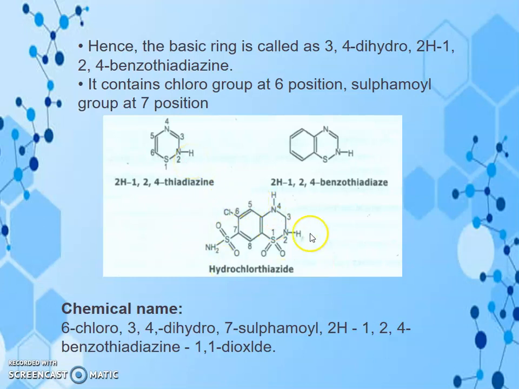This is the structure of hydrochlorothiazide, in which a sulfamoyl group is present at the 7 position and a chloro group is present at the 6 position. The chemical name is 6-chloro-3,4-dihydro-7-sulfamoyl-2H-1,2,4 benzothiadiazine 1,1-dioxide.